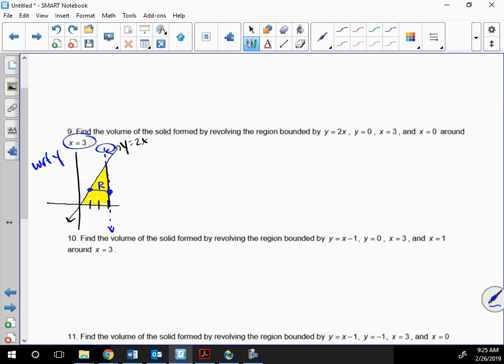Okay, so once you recognize that we're going around a vertical axis of revolution, let's go ahead and change everything to be in terms of y. So I'm going to rewrite this. I'm going to solve for x here. So I get y over 2 equals x. So that's the function I'm going to be using to actually rewrite this. x equals y over 2.